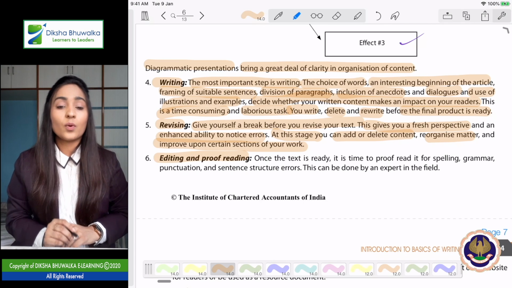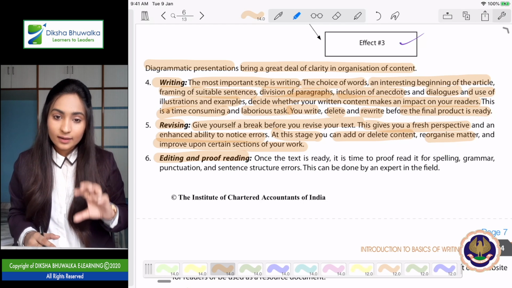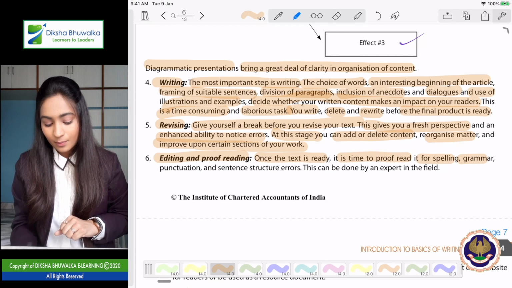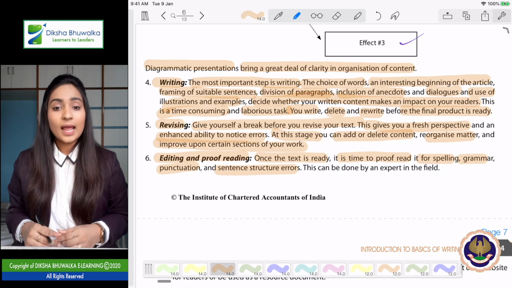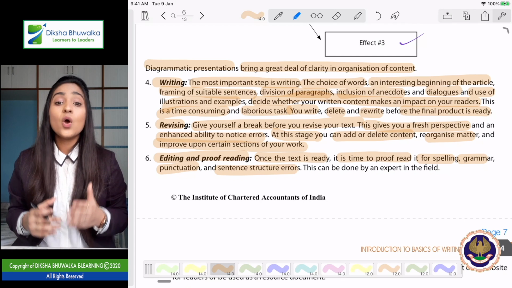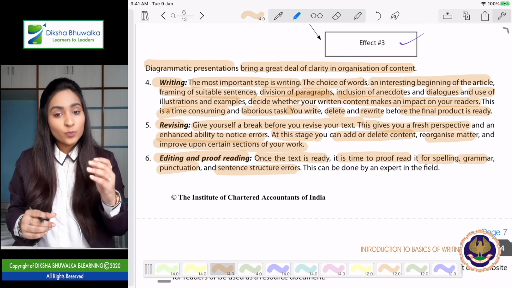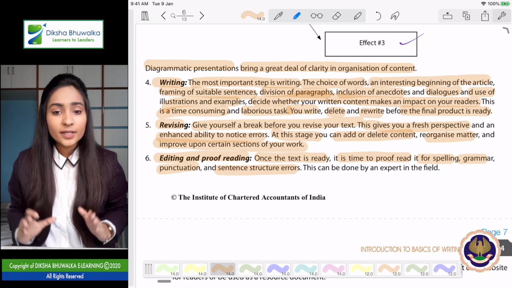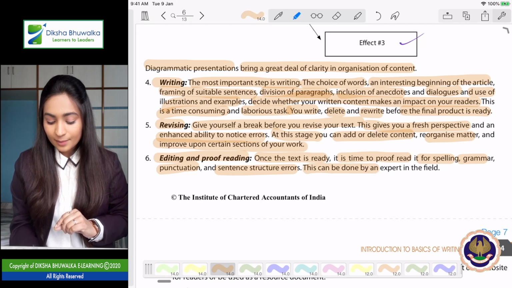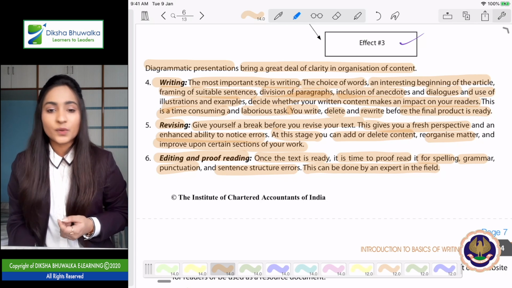Editing and proofreading. Now, what is proofreading? Proofreading means reading it so that you can notice errors and correct them. Once text is ready, it is time to proofread for spelling, grammar, punctuation, and sentence structure errors. Now, as it is the English language and you have to use the writings in formal communication, there is no scope of leaving any grammatical errors behind. So you have to proofread it so that you submit your writing in a very, very errorless form. This can be done by an expert in the field. So do not worry, you will not get an expert to proofread your work. You have to do it yourself.